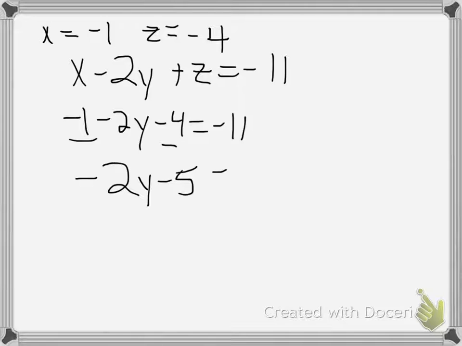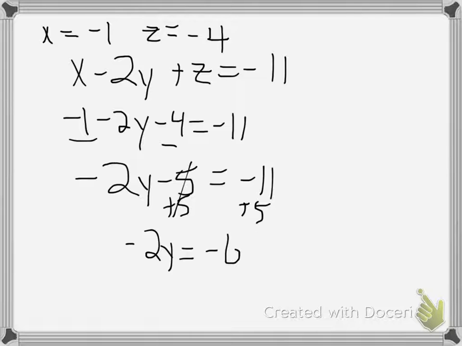Negative 5. Am I moving too fast for anybody? I can slow down if I need to. What's my next step? Add 5 to both sides. Negative 11 plus 5? Negative 6. And last step: divide by negative 2 on both sides. What does y equal? 3.